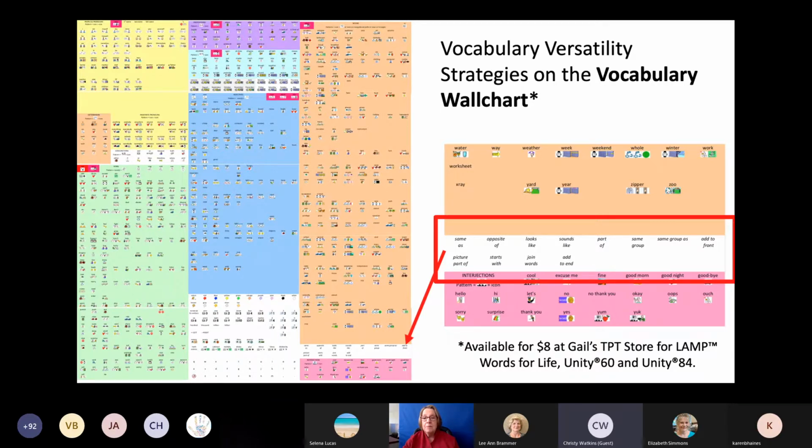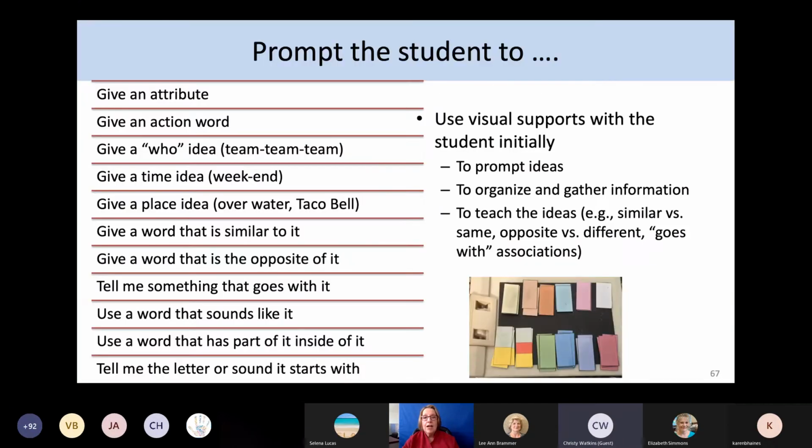But on my wall charts, I always make sure I add in some of those vocabulary versatility, descriptive teaching strategies, so I can start modeling it for students as well as they could use them as well. All right, as I'm doing this with students, and I can see that they're struggling to explain something to me, because it's going to be the rare kid who can give you two, three, four ideas to describe something, I'm going to show you a video of a student that I'm doing this with.